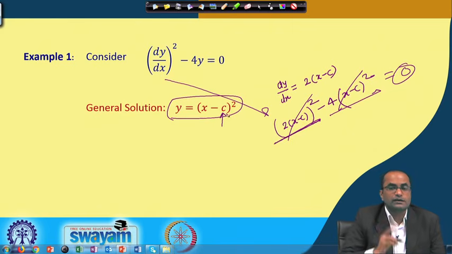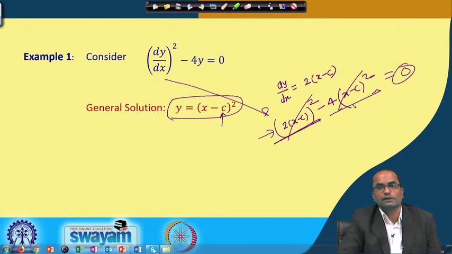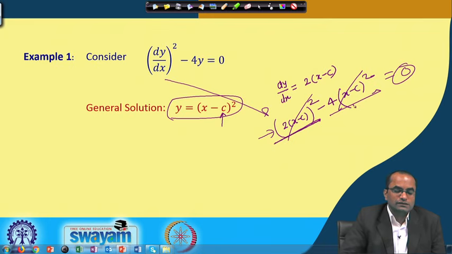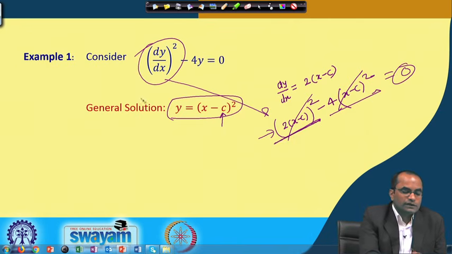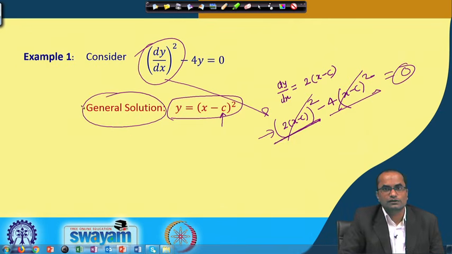Also this contains the arbitrary constant c. For any value of c, this will satisfy the differential equation, which we have observed. So c is an arbitrary constant, and the order of this differential equation was 1, and in the solution we have one arbitrary constant. Therefore, we are calling it the general solution.